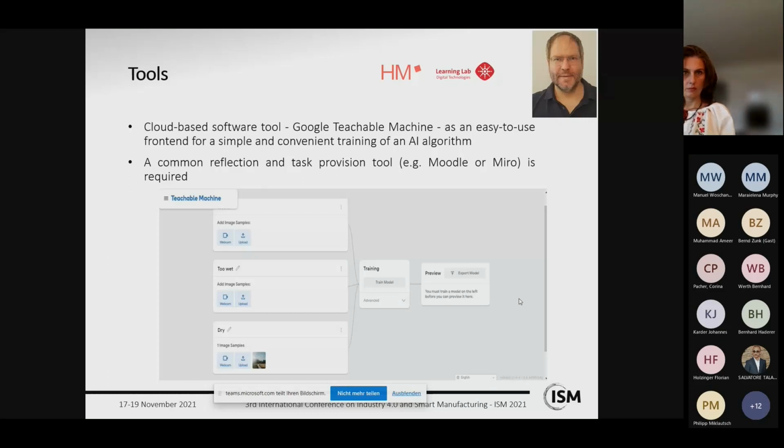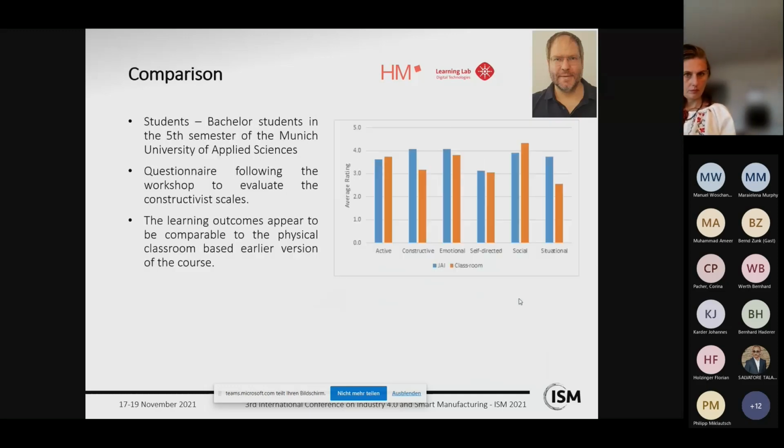And we also had some sort of software for the breakout sessions, for instance, Moodle. Obviously, this is required as well. So what did we get? As I said before, we have done this workshop in class before. Now we've been doing this workshop online, and we wanted to see whether there are big differences.